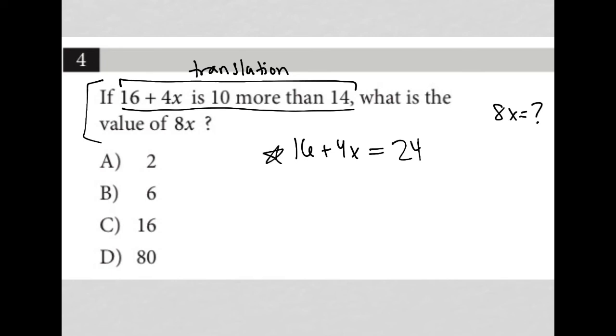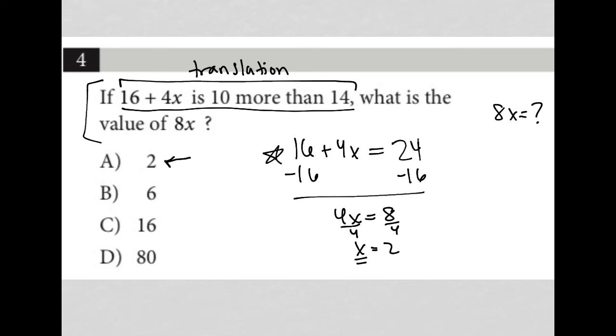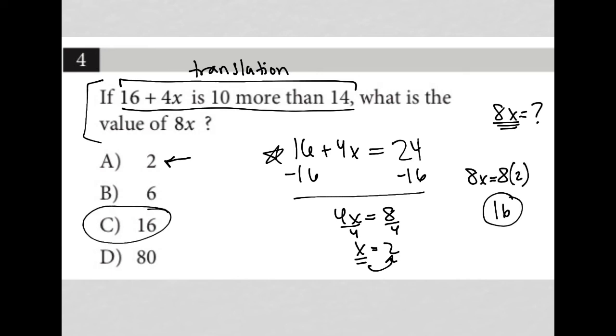So here's where I'm going to do all my simplification. I subtract 16 from both sides. I end up with 4x equals 8. I have x equals 2 after dividing both sides by 4. Don't get fooled and choose choice A because the question does not ask for the value of x. It asks for the value of 8x. And since x is 2, we know that 8x is 8 times 2, which is 16. And therefore, our answer is choice C.